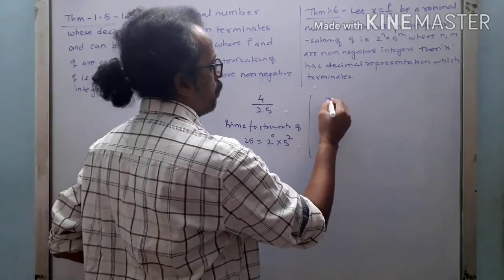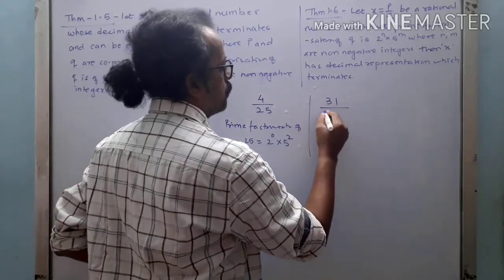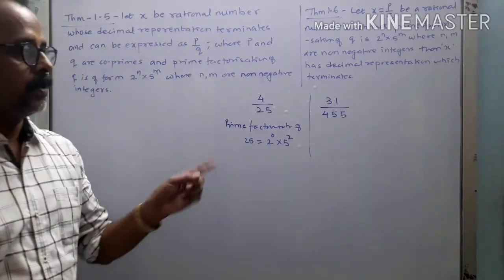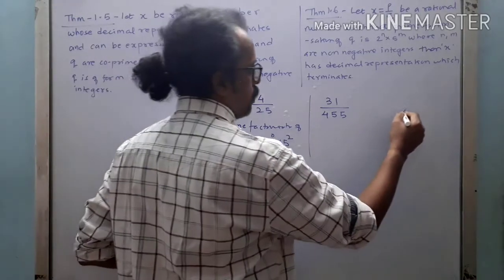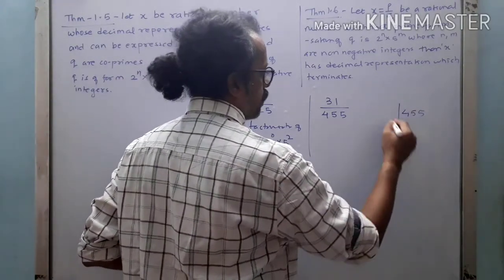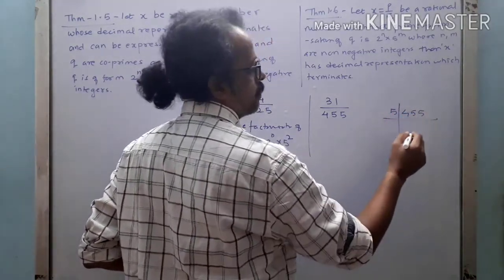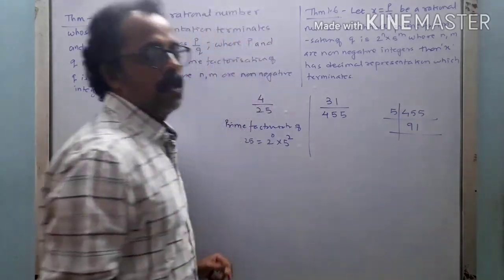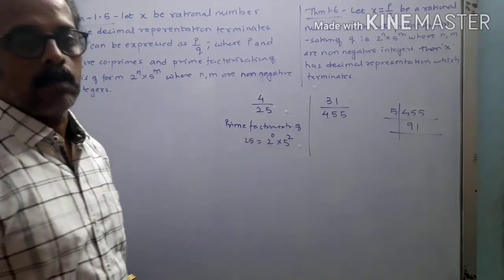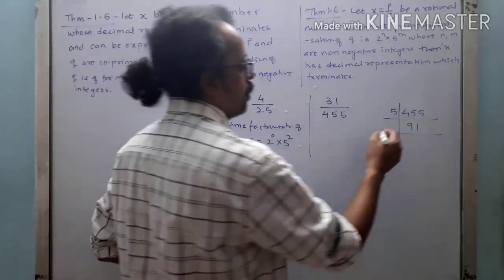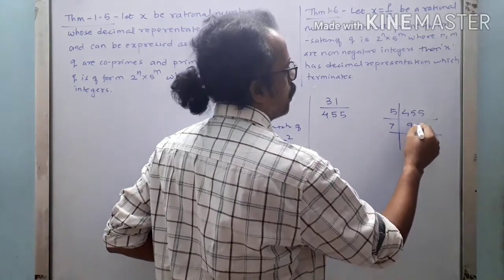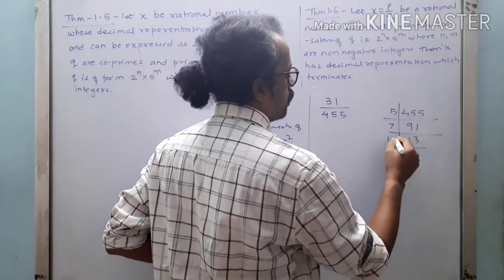The example is 31 upon 455. Now you need to prime factorize this 455 first. So we are going to factorize it. That is 5. 5 9s are 45, 5 1s are 5. Then it is divisible by 7 because it comes in the table. 7 1s are 7, and 2 will be left, 7 3s are 21, so 30.